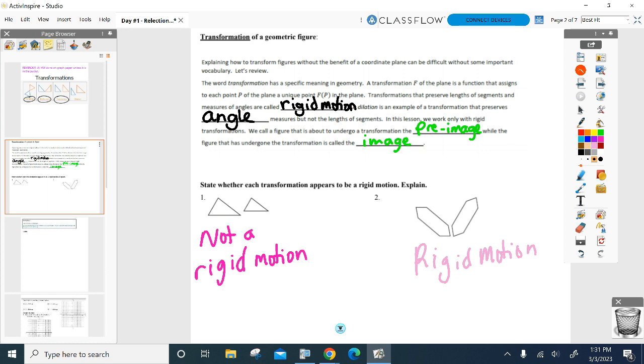Today's focus is on a rigid motion called a reflection. We're going to flip over numerous amounts of lines. So today's topic, reflection.